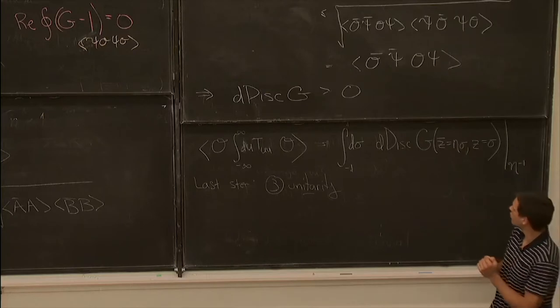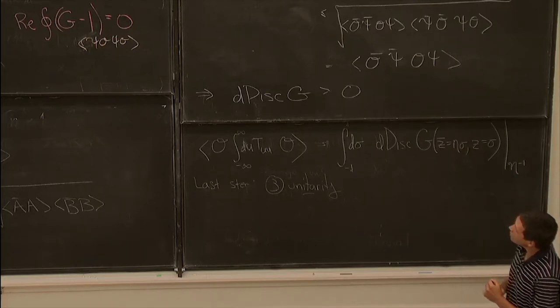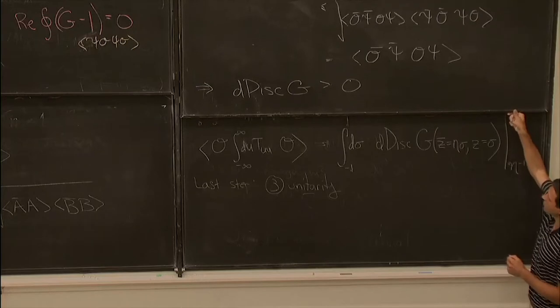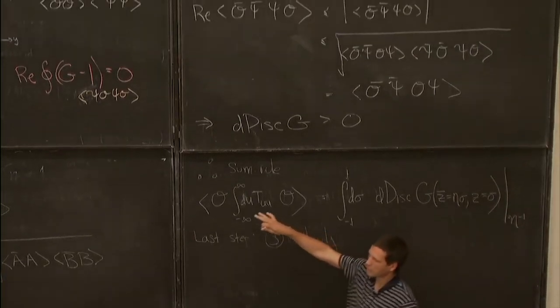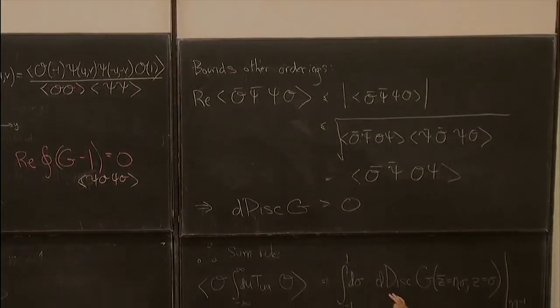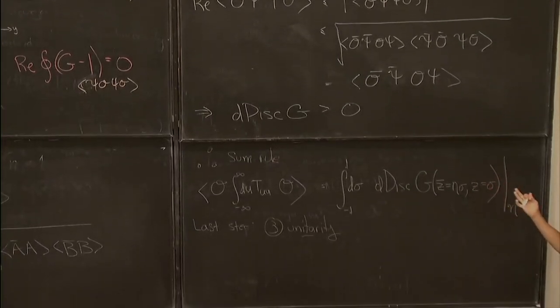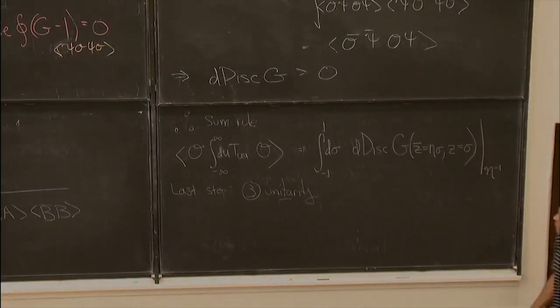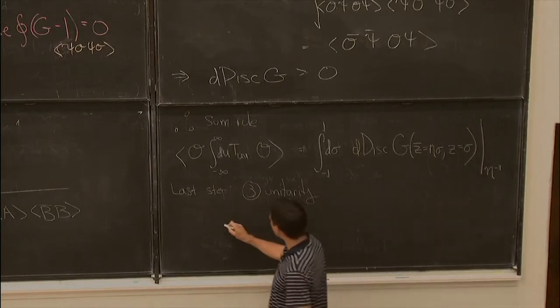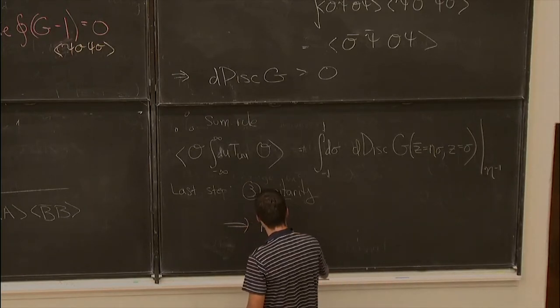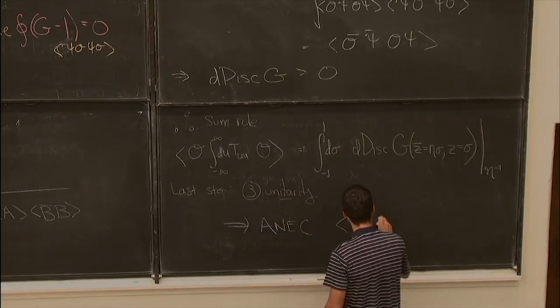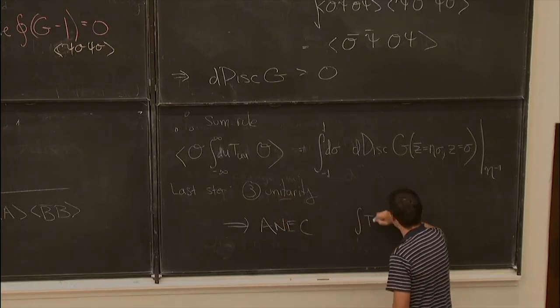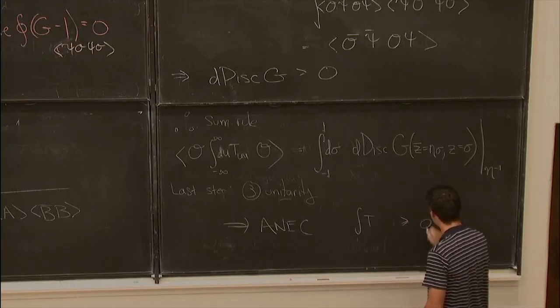But the reason I did it this way is because it bounds what conveniently shows up on the blackboard underneath, which was a sum rule for the ANEC. So we related the ANEC to the double disk, and now unitarity has been invoked to show that that's positive. So putting it all together, the conclusion is the ANEC: this integral of T is a positive operator.